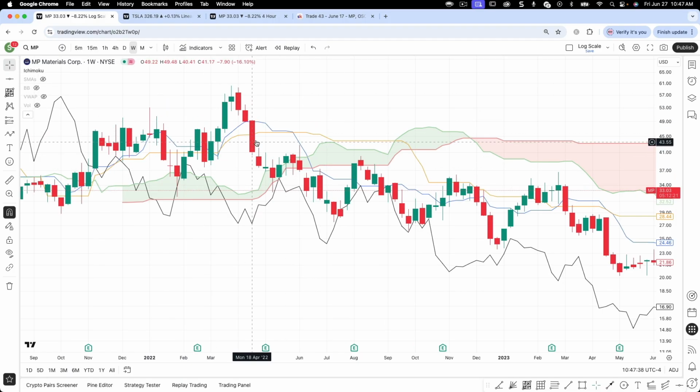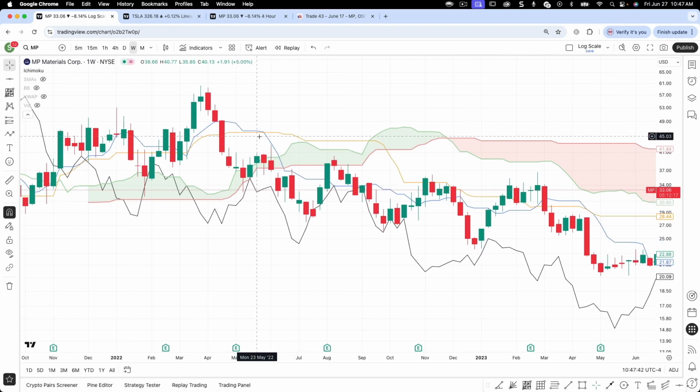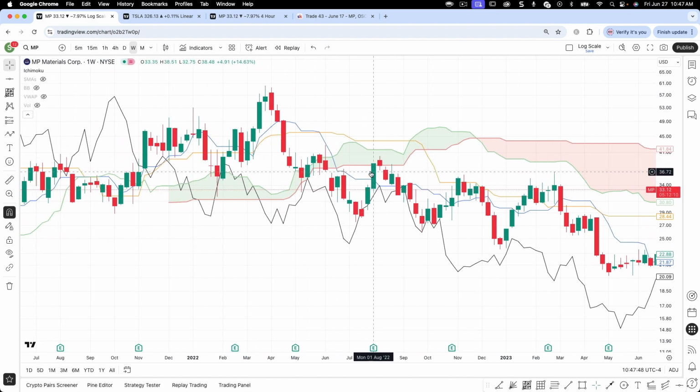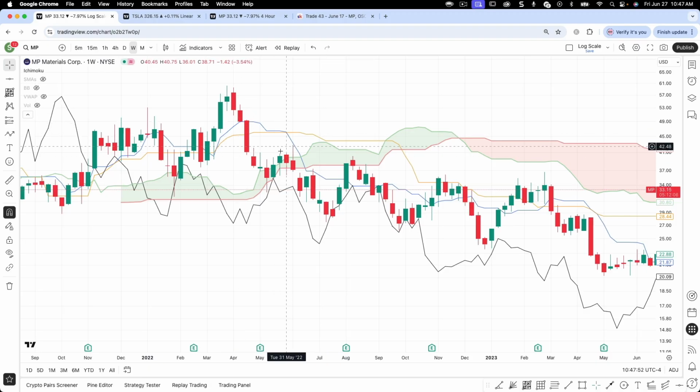So the blue line is the conversion line, and along with the baseline, it's a good indication of bearish or bullish. Generally, if the stock is above the conversion line, that's a good sign. Here you can see we've broken down. We're underneath the baseline, underneath the conversion line, but we're still within the cloud.